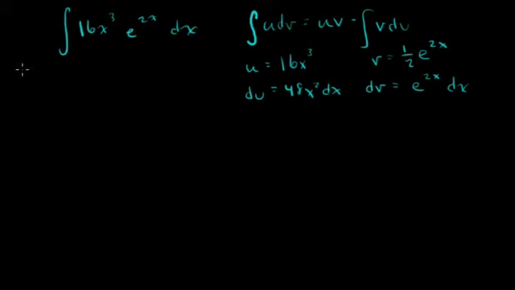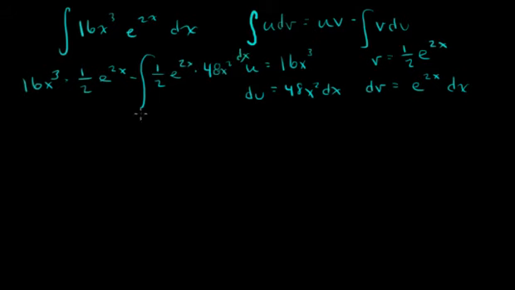So now we can make substitutions. We know the uv is 16x cubed times 1/2 e to the 2x, right? All I'm doing is substituting in for u and v, and then the integral of v du: v is just 1/2 e to the 2x, and du is just 48x squared dx.